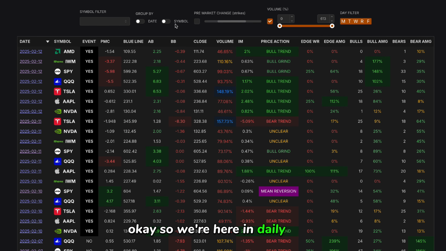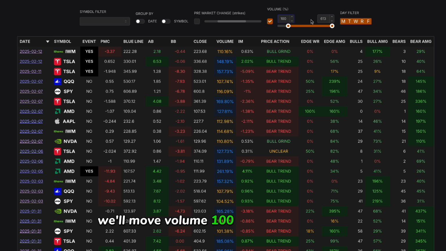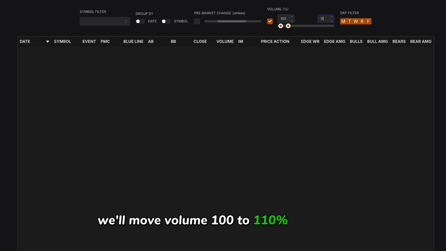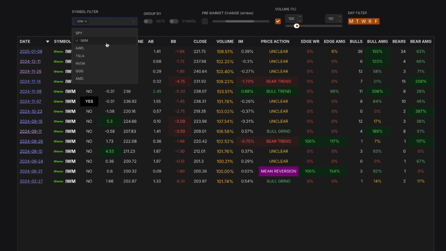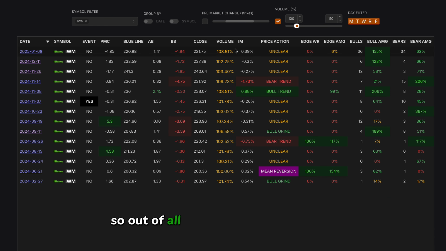Okay, so we're here in daily stats. First thing we'll do, we'll move volume 100 to 110%. And we'll switch on IWM. So out of all the sessions in history of rigged with this level of volume, one of them had mean reversion. The rest of the time, mostly unclear, which means who knows what's going to happen.